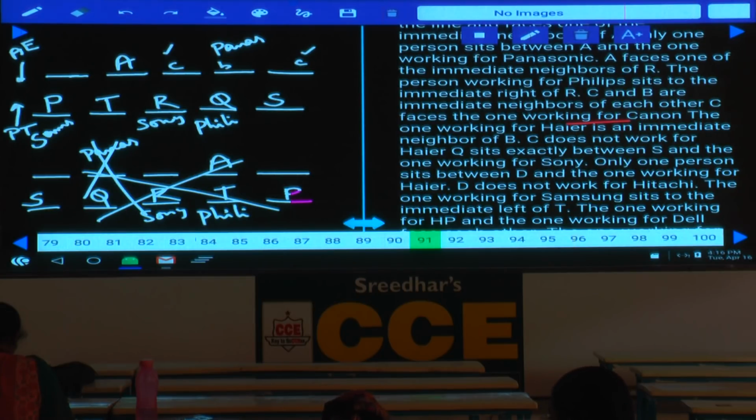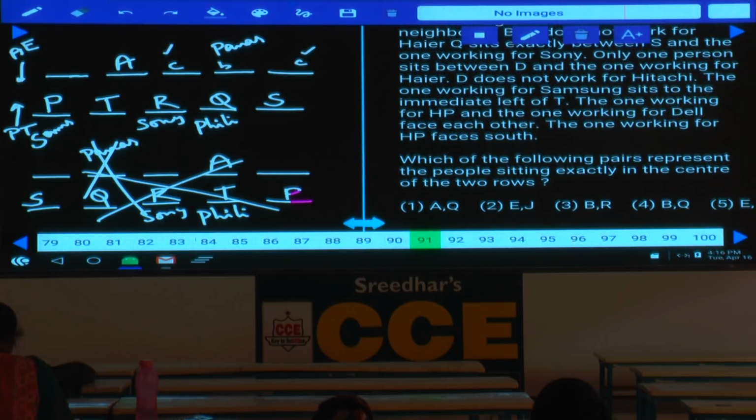Now in this case, Samsung, Sony, Philips were done. The one working for HP and the one working for Dell face each other, and HP and this Dell are facing opposite to each other, and the one working for HP is facing towards south. That means Dell must be in this case, isn't it?